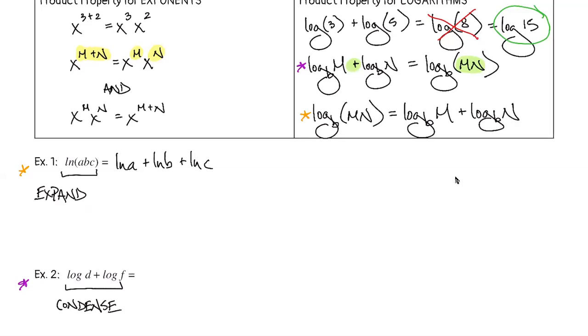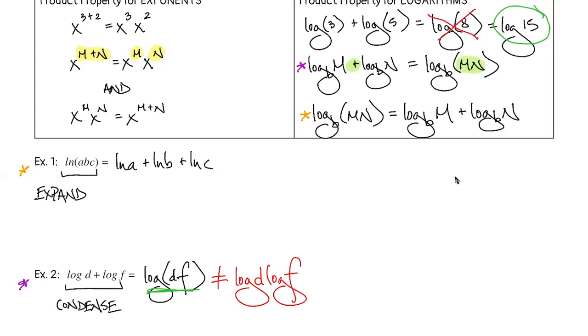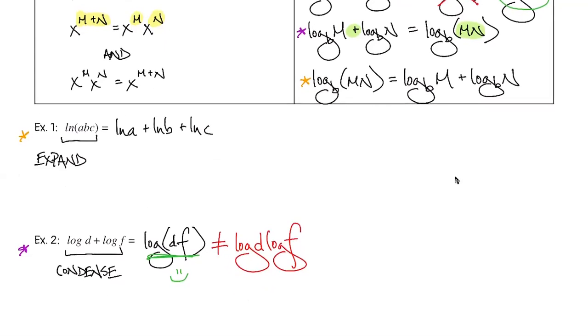Yeah, log of df, okay? Now, real quick though, here's what it's not equal to. It's not equal to log d log f. Does that make sense? We don't just get rid of the plus sign. It looks like factoring out a log, okay? So it's not equal to the thing in the red, but it is equal to what you all said in the chat, log of df, okay?